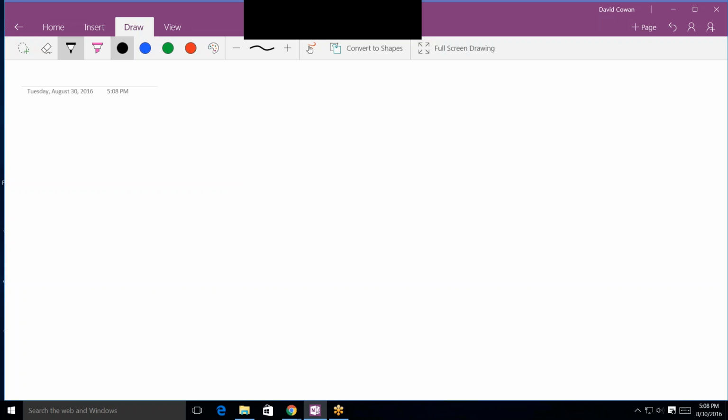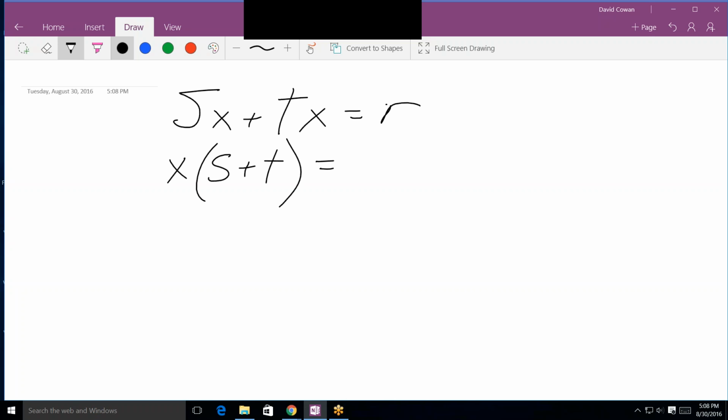Okay, cool. So the next is sx plus tx equals r. Again, solve for x. So then we're going to do in parentheses, s plus t, and then outside the parentheses, x equals r. It's important to write it like this, only because I want you to think about it like that.